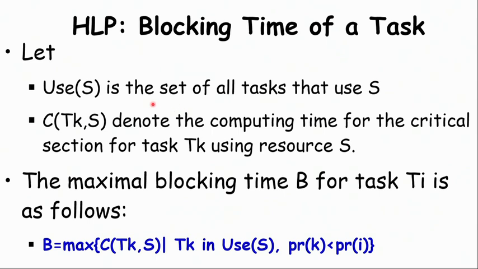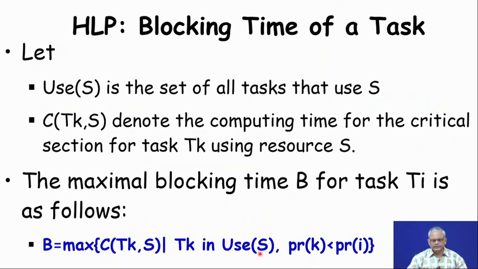Let us assume that uses(S) is the set of all tasks that use the non-preemptible resource S, and C(Tk, S) is the computation time using the resource S for the task Tk. Therefore, any task Ti can be blocked for a maximum time, which is the maximum of C(Tk, S) over Tk in uses(S).